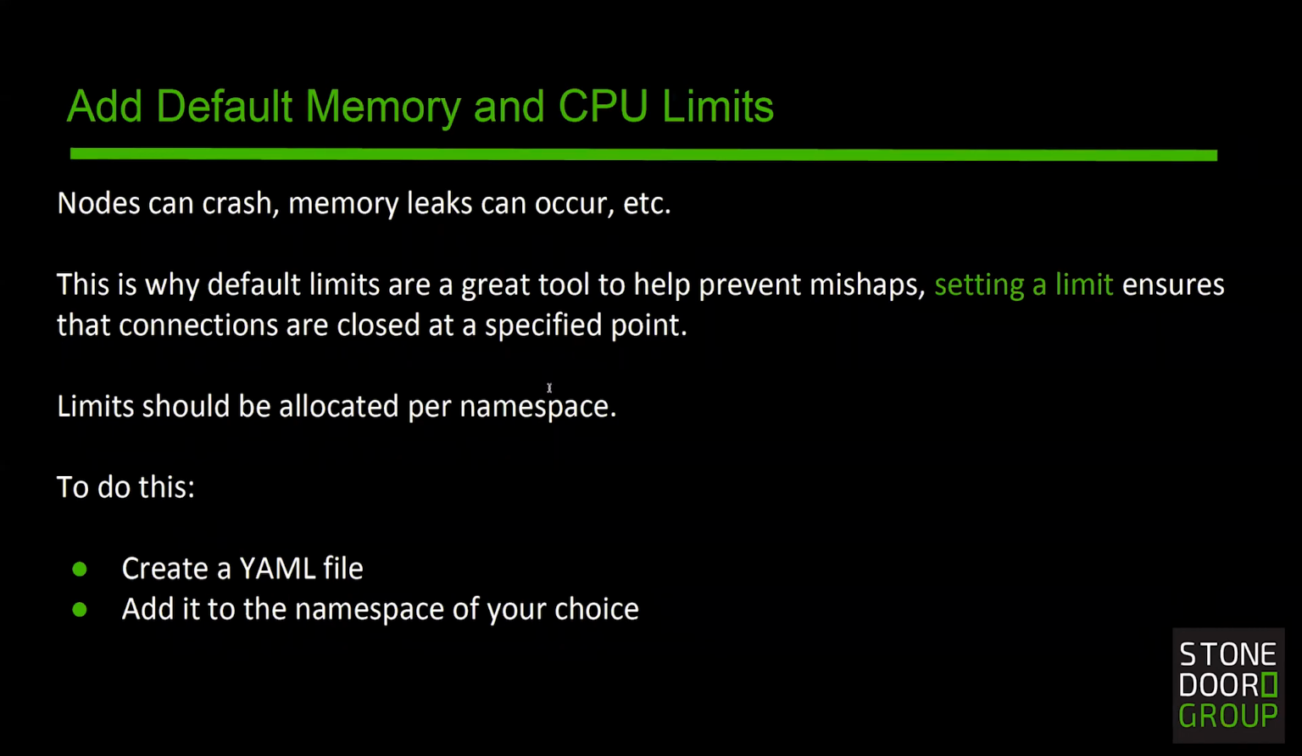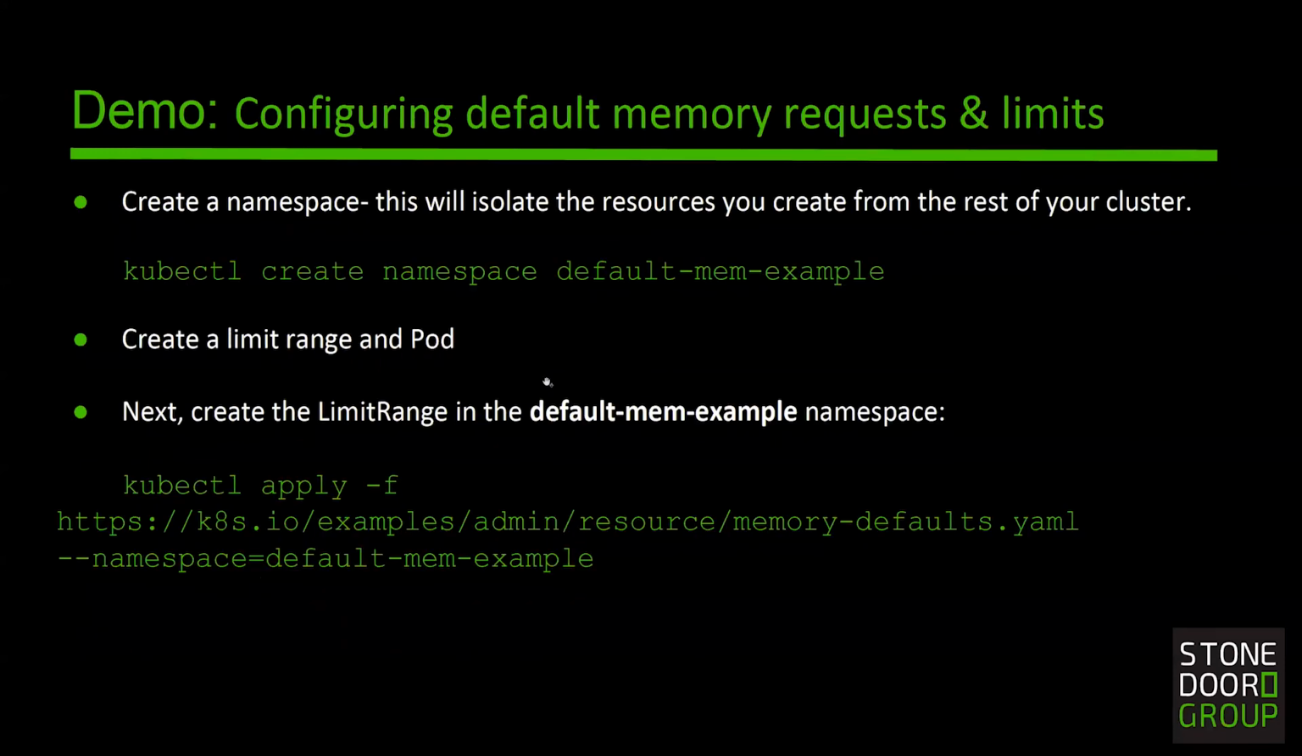So I've got here the list of how this is done. How you create that namespace, how you create that limit range in pod, and then how you create that limit range in the namespace. So just really driving that point home. This is so critical. Just do it. Don't avoid it.